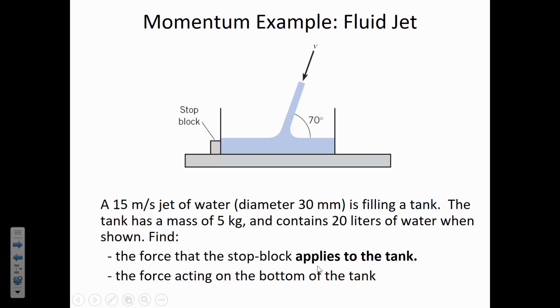Okay, so are we going to have to flip the sign once we've calculated? And the answer is no. That's what the stop block is doing. The stop block is holding the system steady, so whatever we get from this equation is going to be the answer to this first bullet point. We're not going to have to find the equal and opposite reaction.